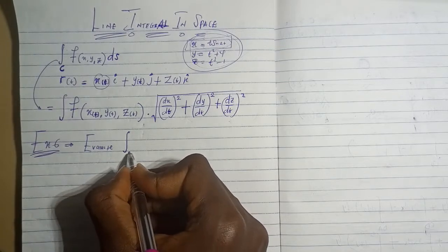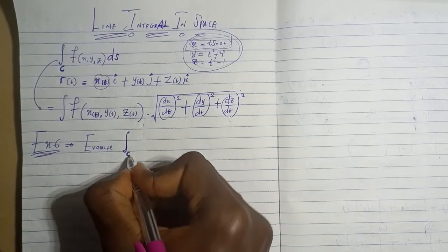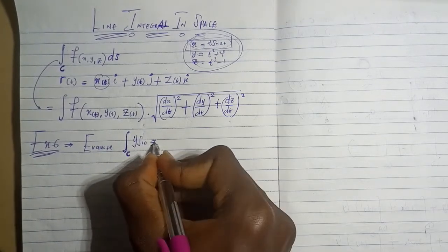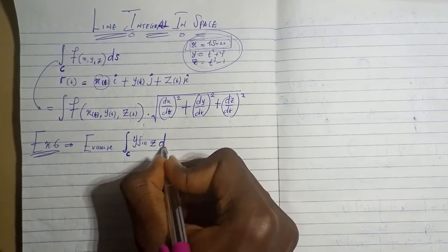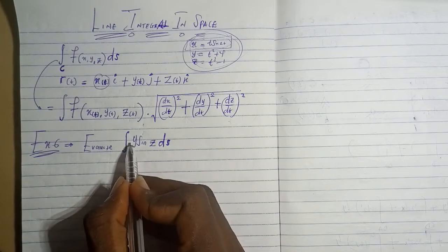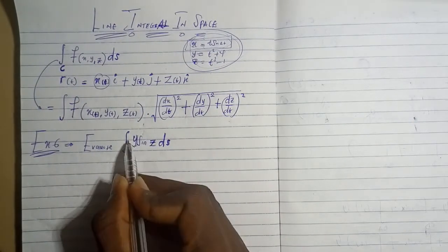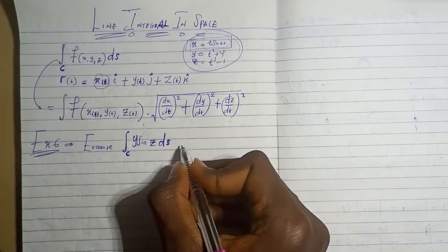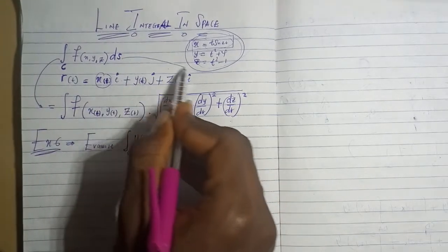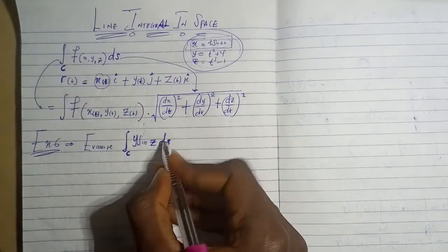Evaluate this integral along a smooth curve C, whereby we have y sine z ds. This time around, you know there's no x. This shows that you already have a line integral in space. Now you're having three different variables, y and z. So you have to solve this. But now you have ds. You know what ds is representing? This ds is this expression that we have here, the whole of this square root, and this becomes this. Take note of that.